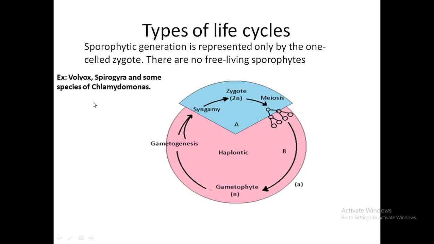Now examples: many algae like Volvox, Spirogyra, and some species of Chlamydomonas exhibit haplontic type of life cycle. So the main thing here is that sporophyte generation is extremely short. It is represented only by a diploid zygote.